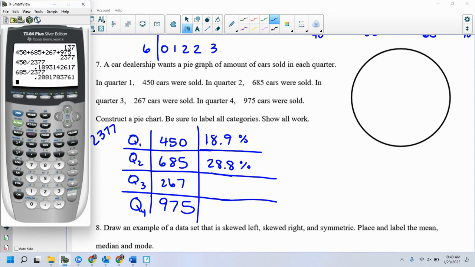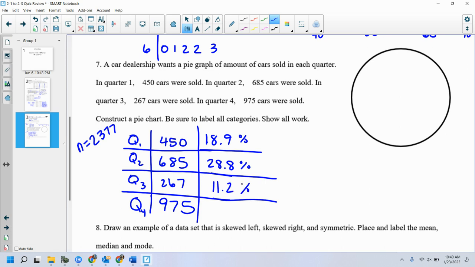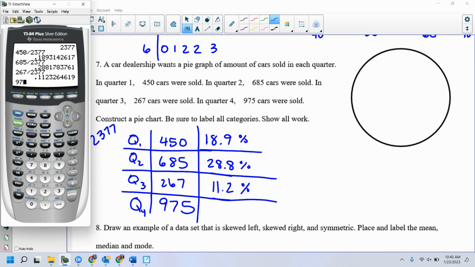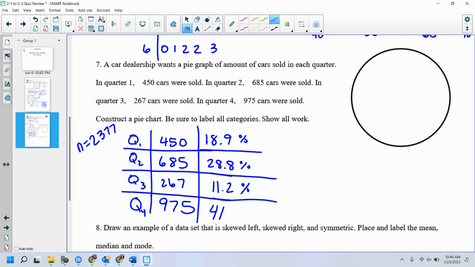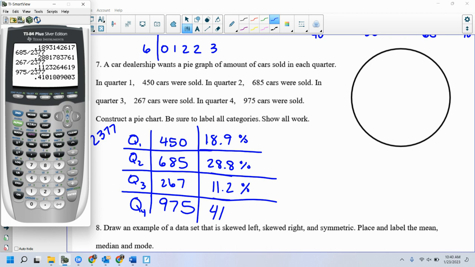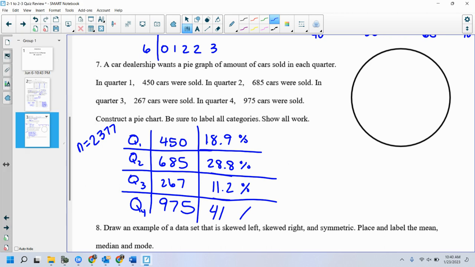267, relatively low. 267 divided by 2377. So in quarter 3, 11.2%. And 975 divided by 2377 gets us 41.0%. All right, let's find the degrees for each one of these.